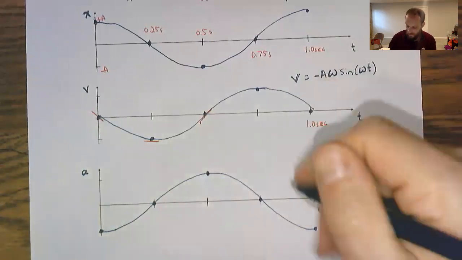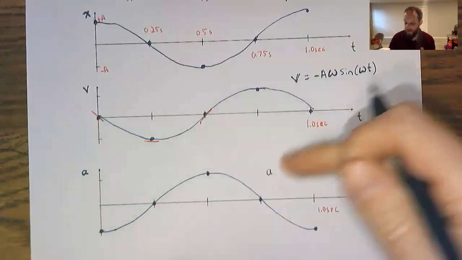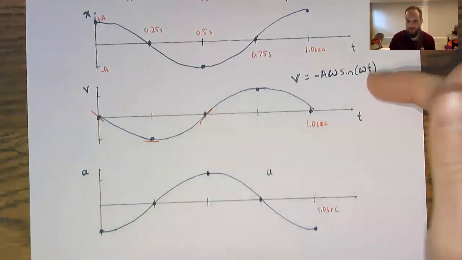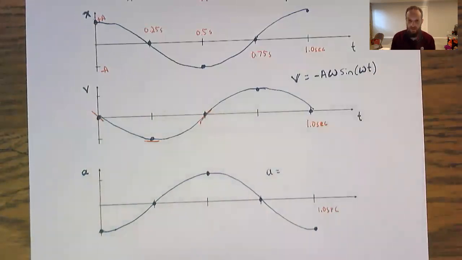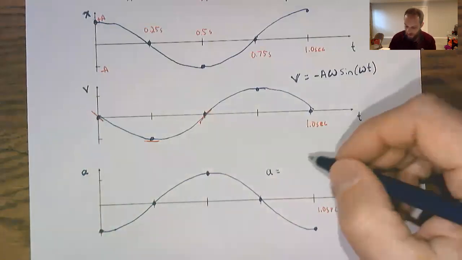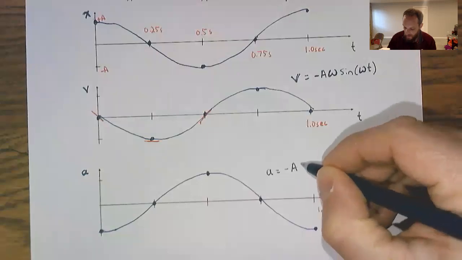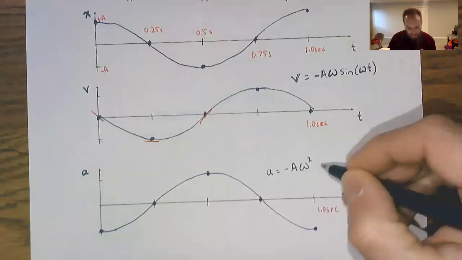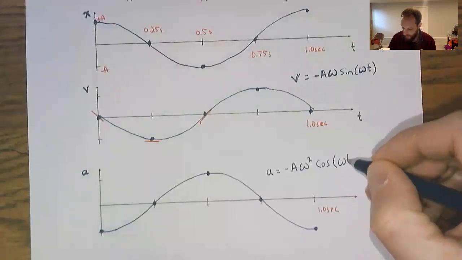And for those of you who have taken some calculus, think about this for a moment. Acceleration is the derivative of velocity. So if you take the derivative of a negative sine function, that's going to give you what function? Or you could look at the picture and say, okay, it starts at amplitude, just like a cosine function does, but it starts at negative amplitude. So we have a negative cosine. So it ends up being negative A omega squared cosine of omega t.